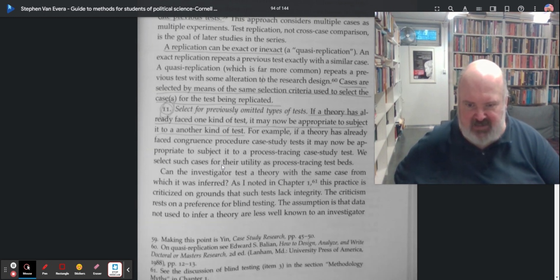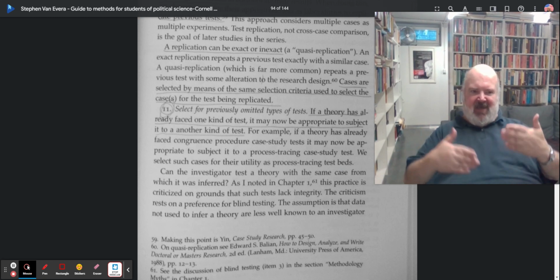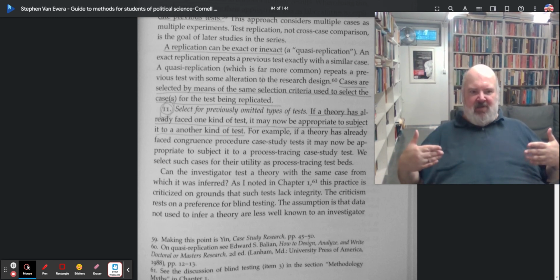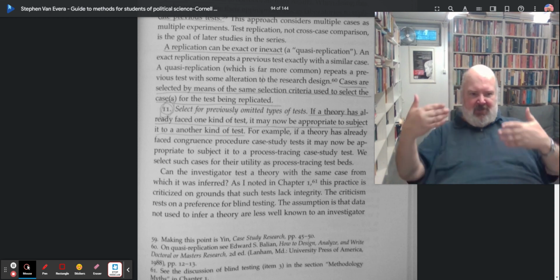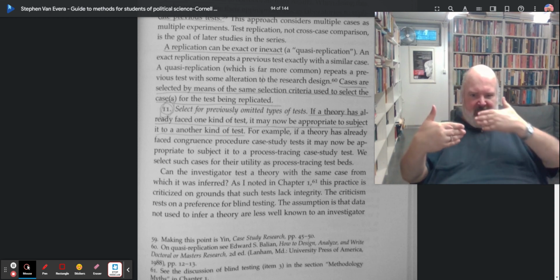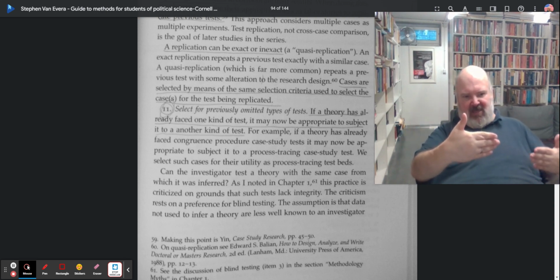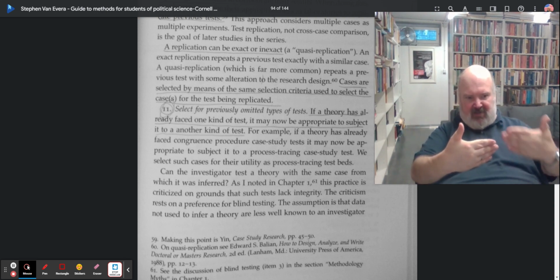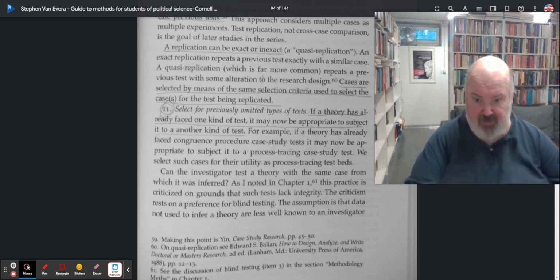We select such cases for their utility as process tracing test beds. In other words, if the case is not appropriate for a process tracing test, then it doesn't fit. For example, we've used congruence procedures on this case. Now we may want to think about using it as a process tracing test, but it has to fit the means of a process tracing test in that sense, right?